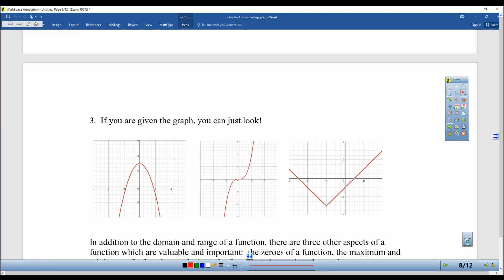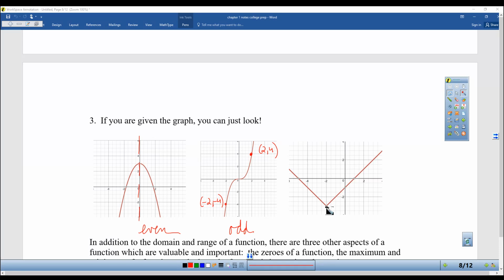Of course, number 3, if you're given a graph, you can just look at it. If it's symmetric around the y, then it's even. If it's symmetric around the origin, it's odd. And if you're not sure, pick a point. I see 2, 4 on there. Do I see negative 2, negative 4? I do. So this one is odd.